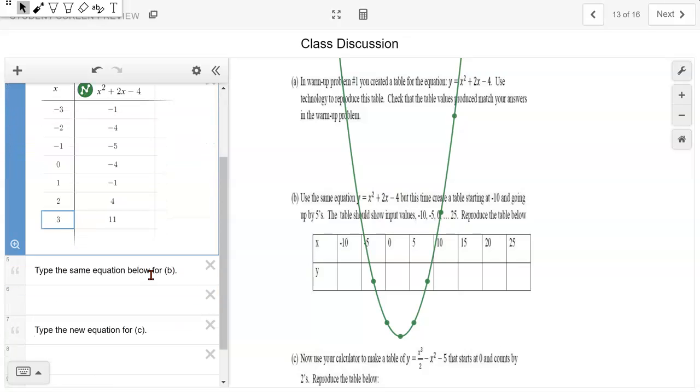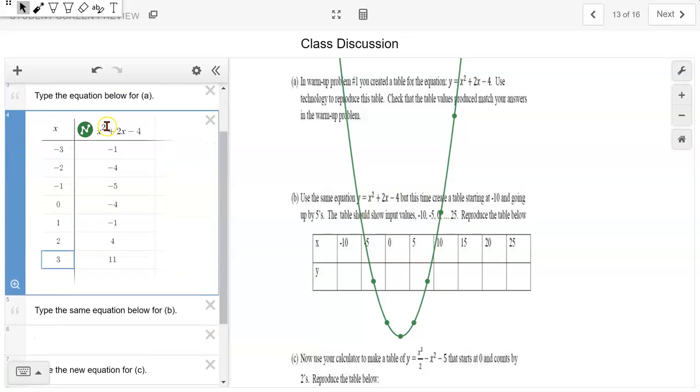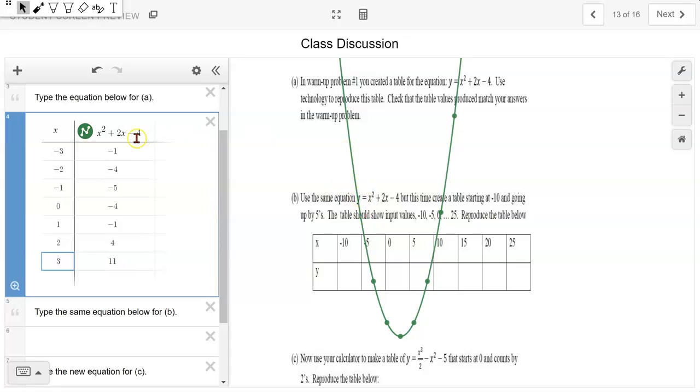Now, letter B. If you want to remove this green graph, you can click on this green. See, now you don't have the graph. Or if you want to see it again, you can click on it. Click, click.